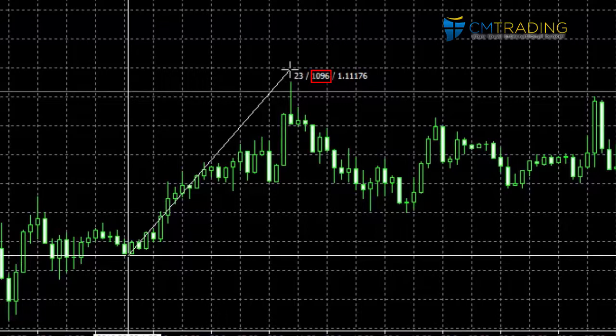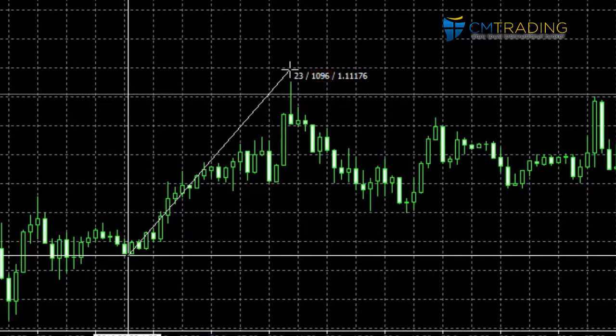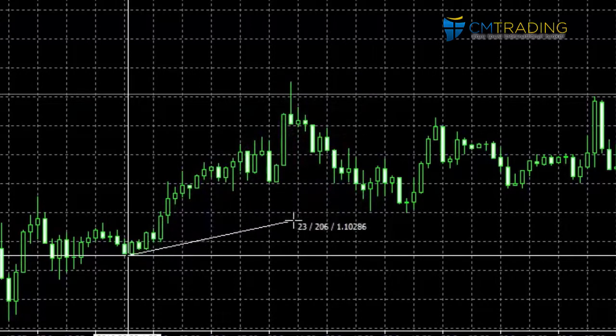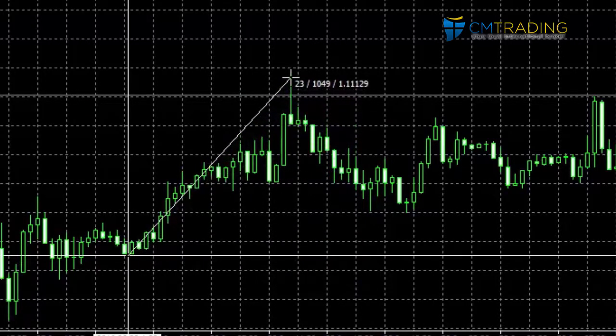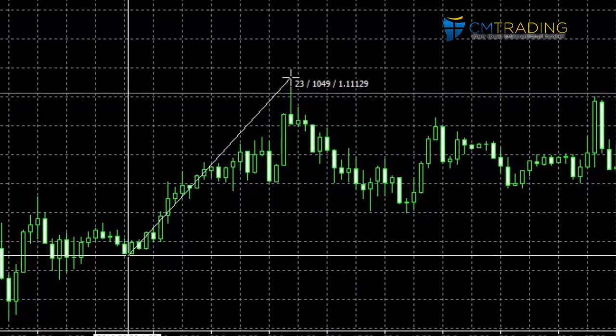The middle number is the amount of points. So if I move it down, you'll see that the number gets smaller. And as I get to the same entry price, it should hit 0. And then as I go down, the number will get bigger again. So it's showing me the amount of points that the market has moved. Now remember, 10 points to a pip, so that is 1,049 points or 104 pips.